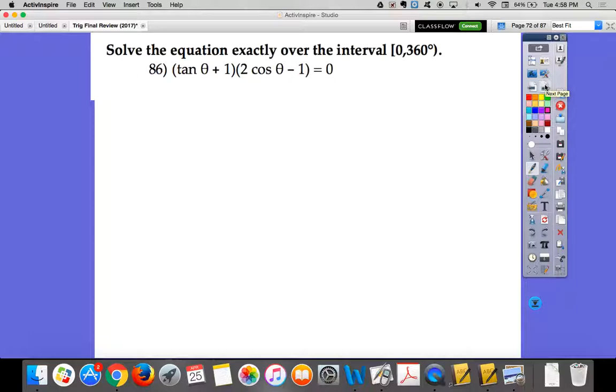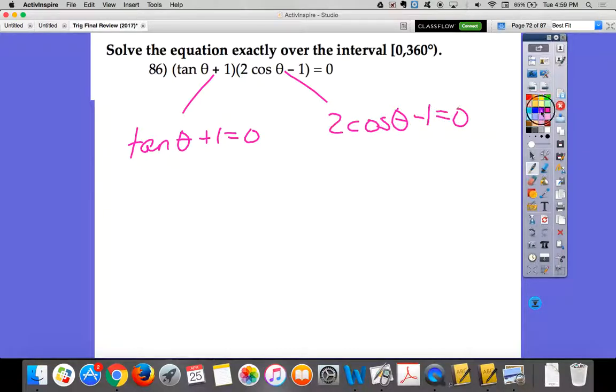Solve the equation exactly over the interval. It's the same business. But don't work yourself to death. It's already factored. So go ahead and bust it up. You got tangent of theta plus 1 equals 0. And 2 cosine of theta minus 1 equals 0. If you multiply that together, you're just digging a hole for yourself. Take it easy. Take the gift as it's given.